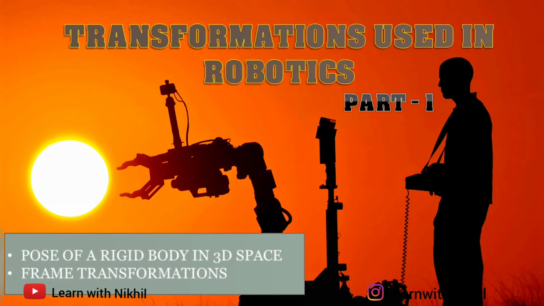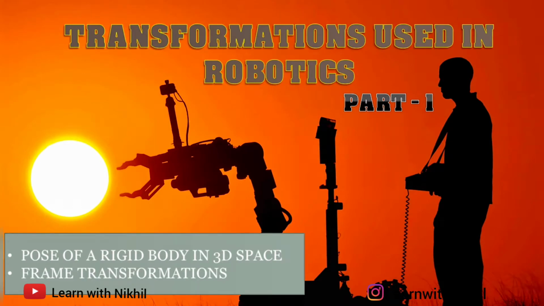So here we are going to start with the new topic, that is transformations used in robotics. This is the basics for the kinematics and dynamics which we are going to study later. In kinematics, we study the movement of the links and the joints, and in dynamics we study the force acting on the links and the joints. So to study that, first we have to study these topics: the pose of a rigid body in 3D space and the frame transformation. So this is just part 1, more such parts in this topic.